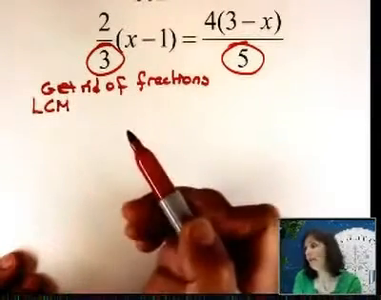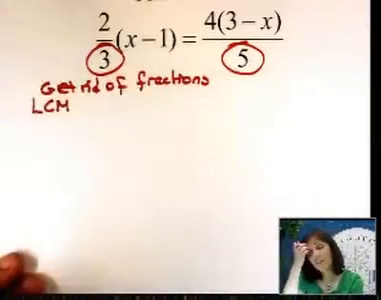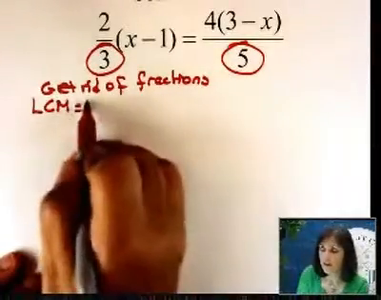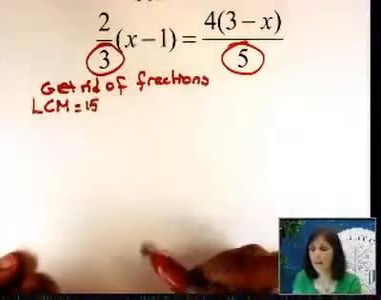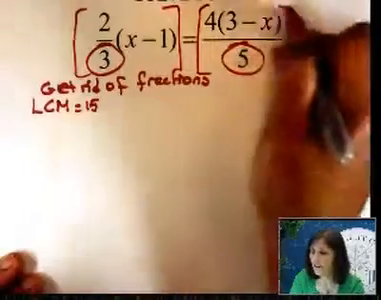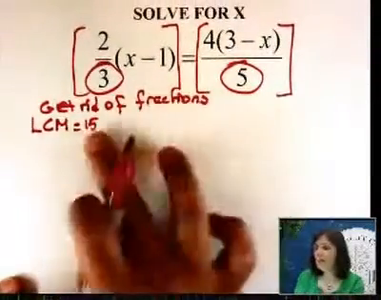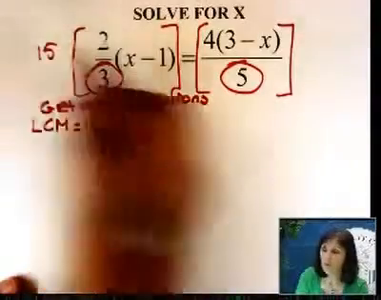And I assume you know how to do that. One quick way is just multiply them across. So 3 times 5, that's 15. And take that lowest common multiple and put brackets around your left and your right. And multiply left and right by that lowest common multiple you found, 15, 15. Watch.